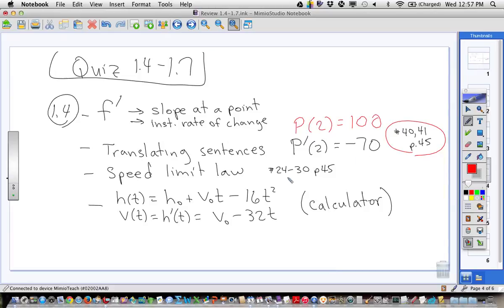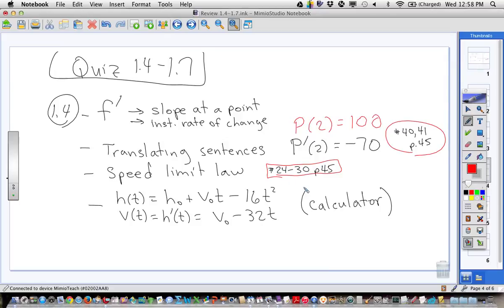All right, the speed limit law. Now back up page 45. And we just did a couple of speed limit law ones. Back on page 45, 24 through 30, there's a section there with several speed limit law problems, if you want to revisit those. Now, I also have, in the review problems today, some speed limit law problems too, that you can look at.